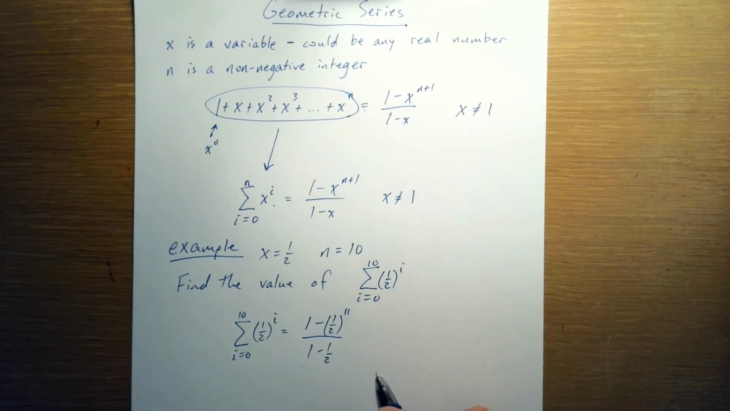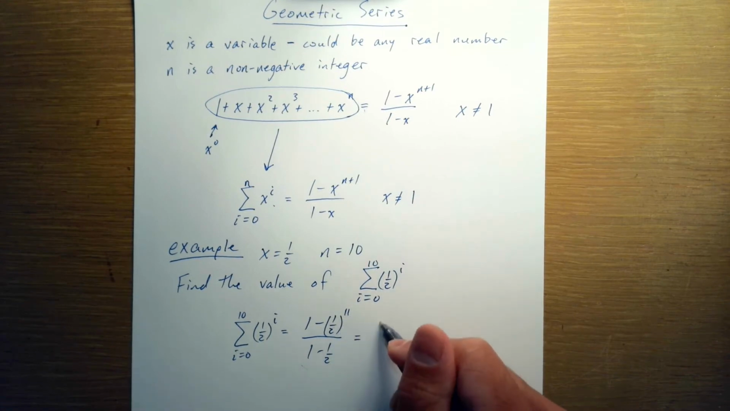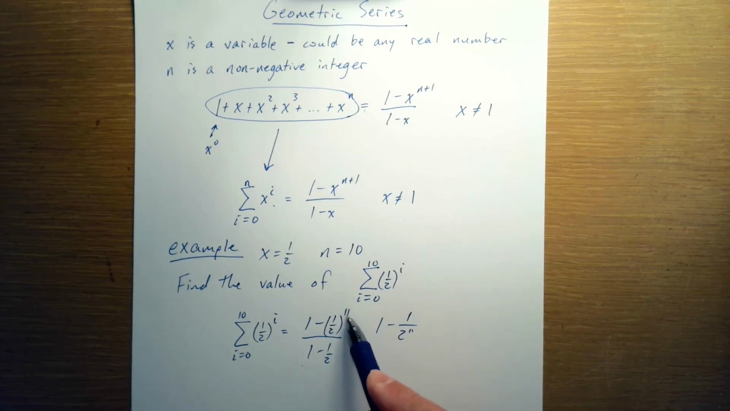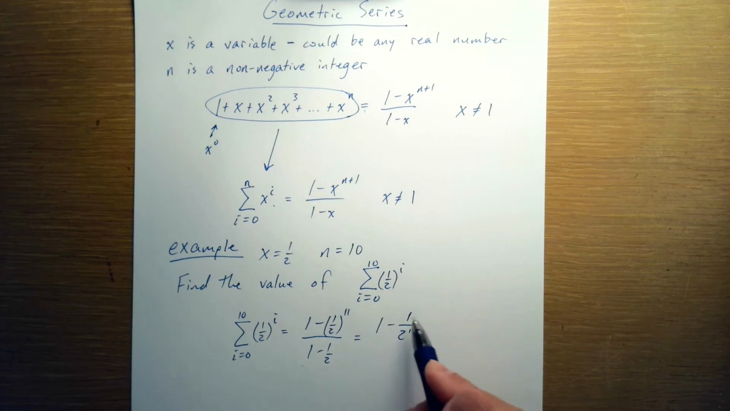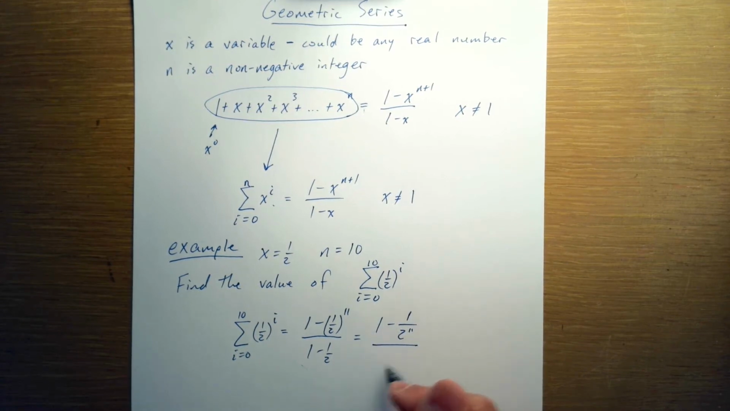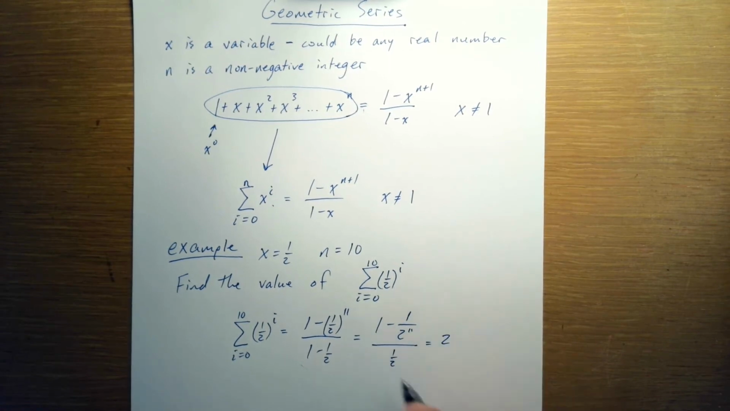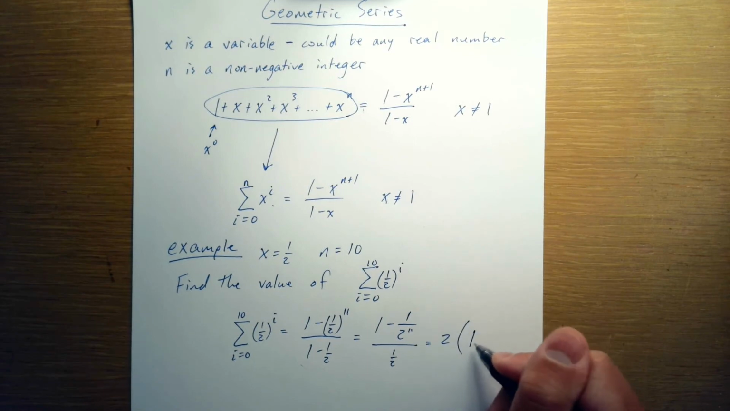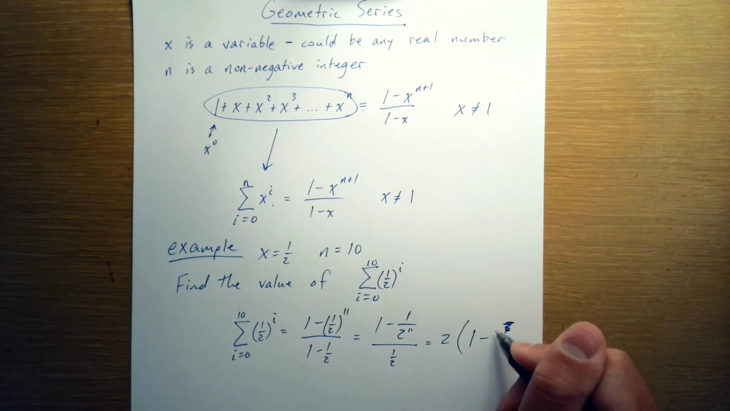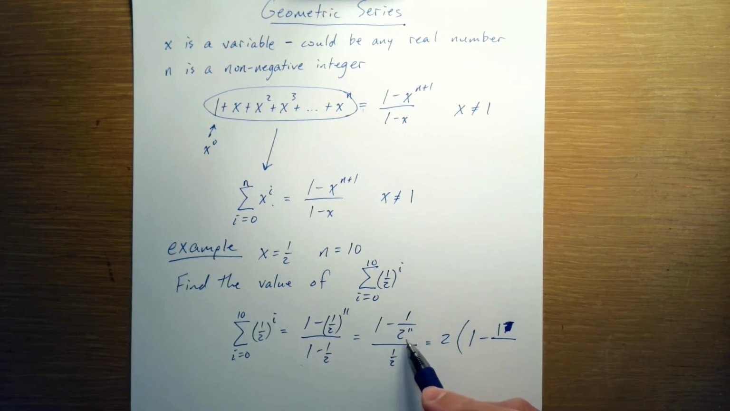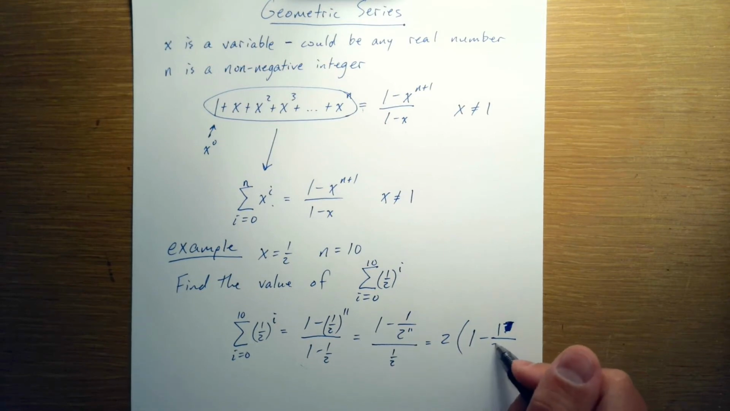Now this one in particular you can simplify quite a bit. If you distribute this exponent, you have 1 minus 1 over 2 to the 11, because if you raise a fraction to a power, then the power gets placed on the top and the bottom. But 1 to any power is 1. And then 1 minus 1/2 is 1/2. So flipping this denominator, the 1/2 comes up and becomes a 2. So we have 2 times 1 minus 1 over 2 to the 11, which is 2048.